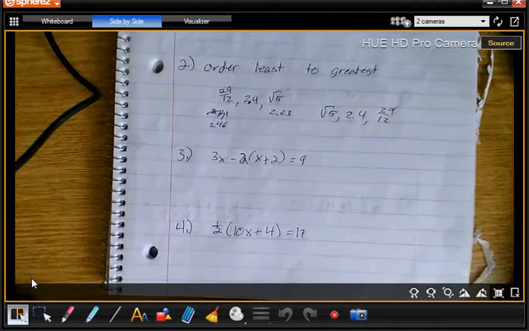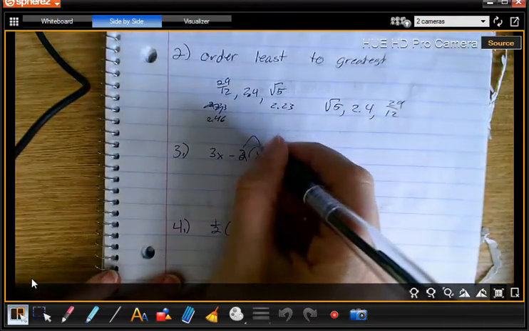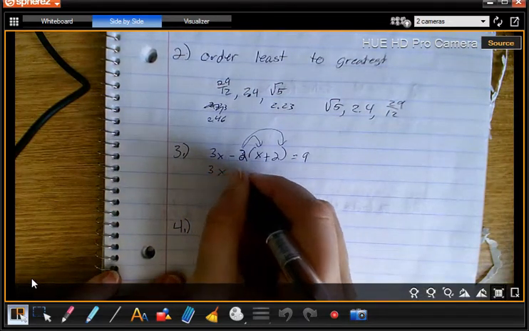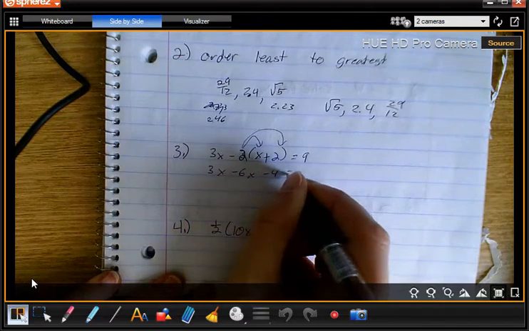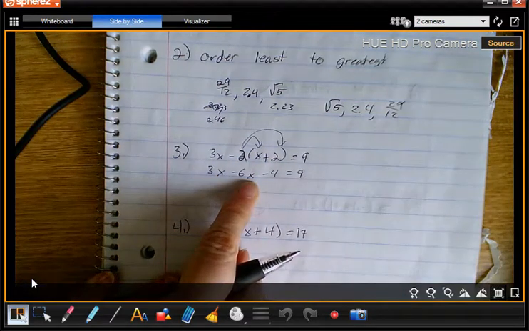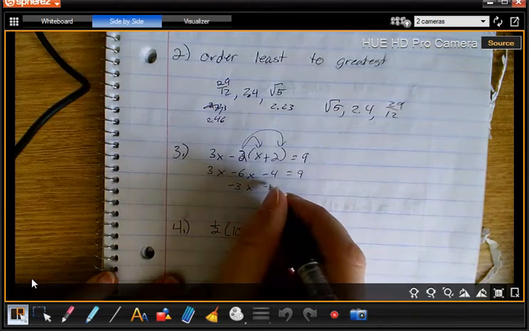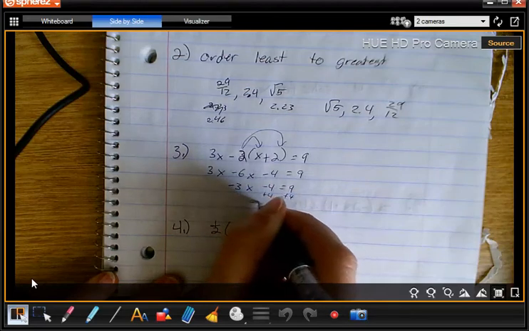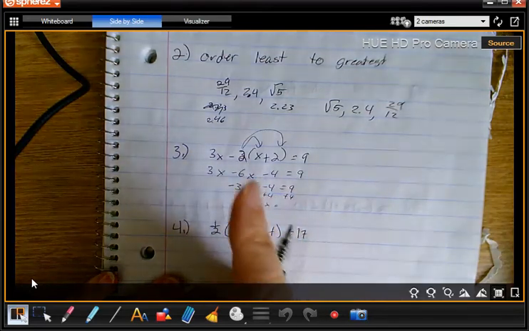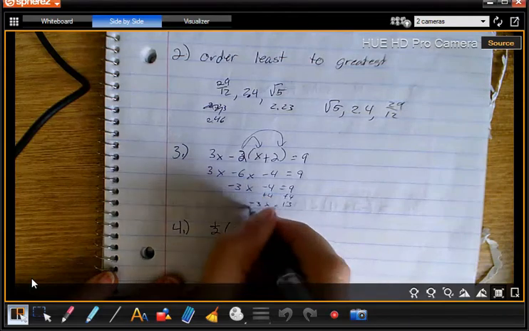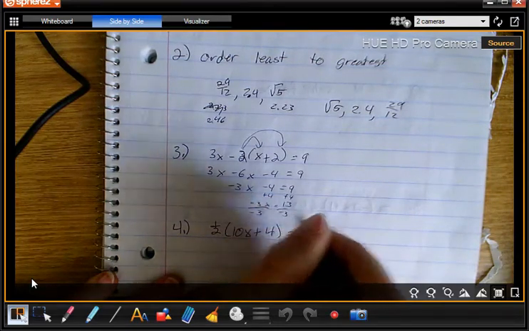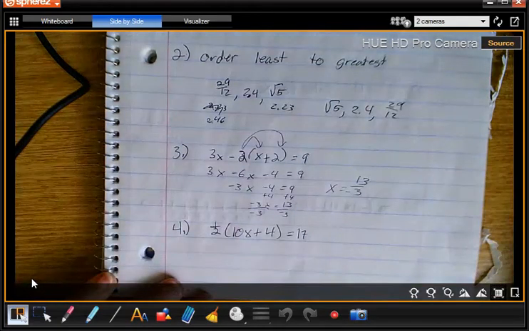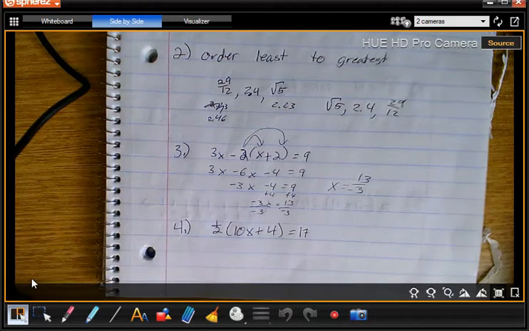I'm going to look at number 3. I'm going to first distribute. Don't forget to times it by both things. And I get 3x minus 6x minus 4 equals 9. 3x minus 6x gives me -3x. Minus 4 equals 9. I'm going to add 4 to both sides. -3x equals 13. And if I divide that by a -3, I can leave it as a fraction or make it a decimal. I'm just going to leave mine as a fraction. -13/3. And it's okay if you get a fraction as your answer.